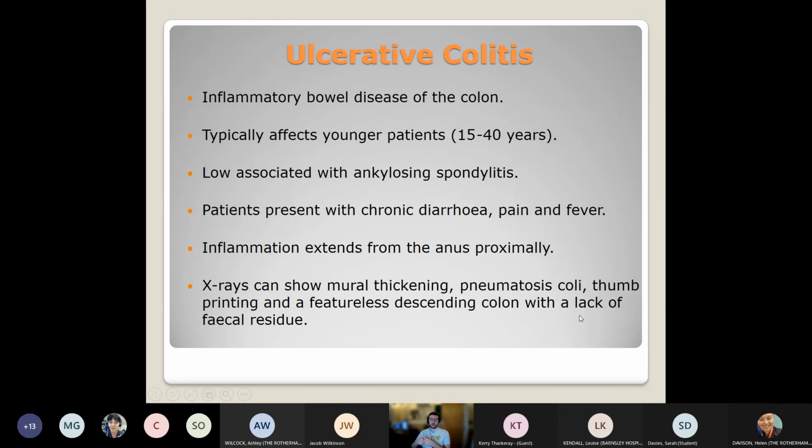Another feature, for reasons that none of us really quite understand, is that the distal, and this is only the descending part of the colon, often appears featureless. So you lose those haustral folds. It looks like a bit of a drain pipe type appearance, and there'll be a lack of fecal residue within that part of the colon. Some people call it a lead pipe appearance. If you see featureless descending colon without any fecal residue, always raise suspicion there could be some ulcerative colitis going on.